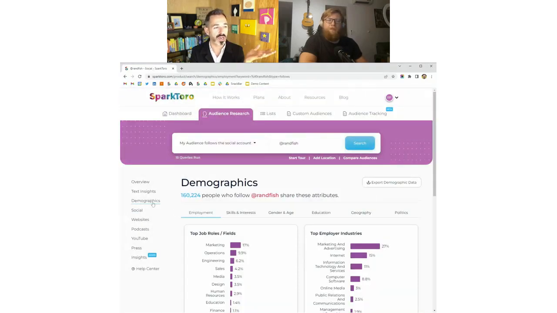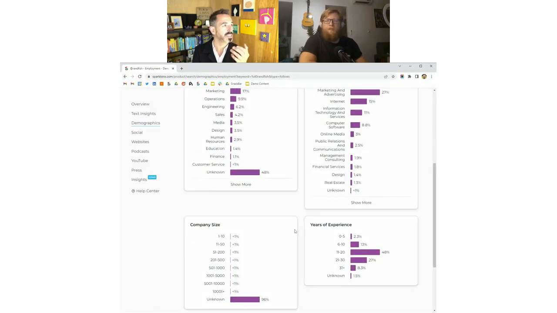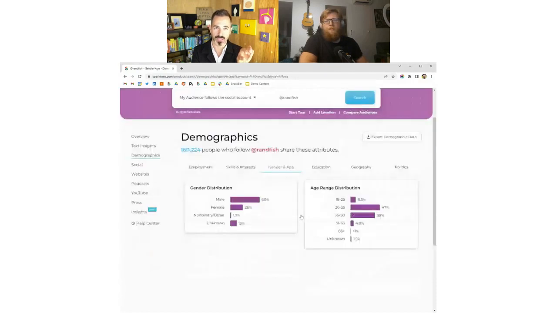In other sections like demographics, this is obviously all coming from LinkedIn, right? So employer industries, job roles and fields, company size, skills and interests. Let's see, gender and age is a mix. So this comes from Twitter, Facebook, LinkedIn, and Instagram. We look for a few signals, like people who put pronouns in there, or people who say something about their mom or dad in their bio, that they're a parent.